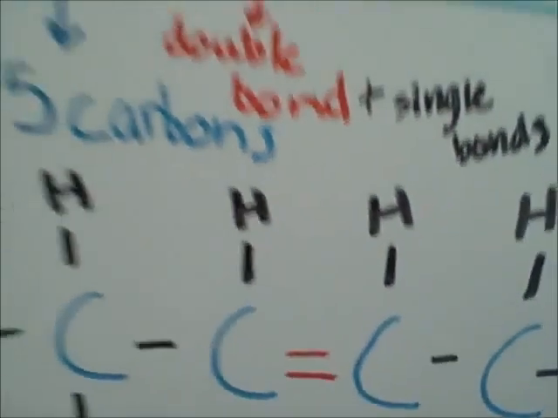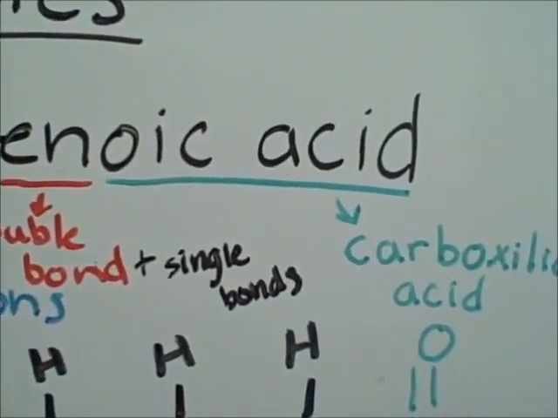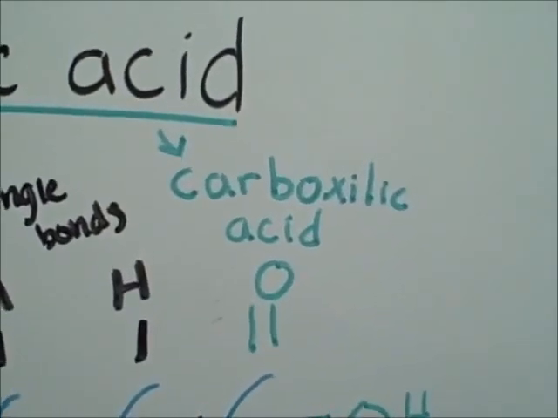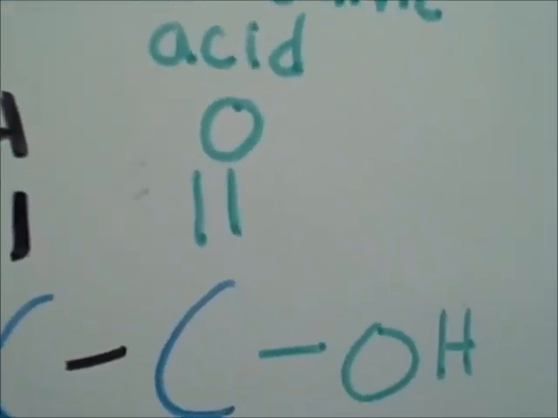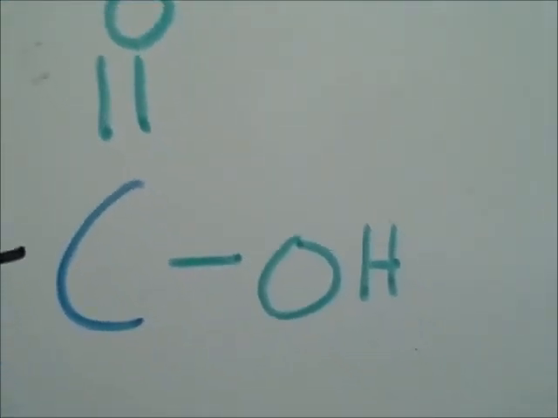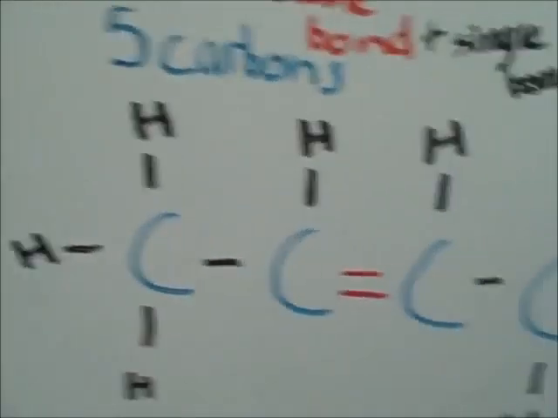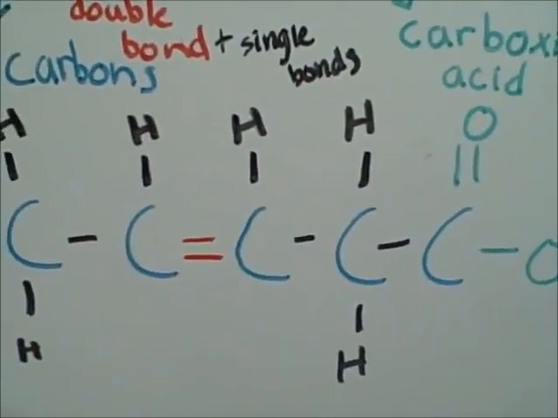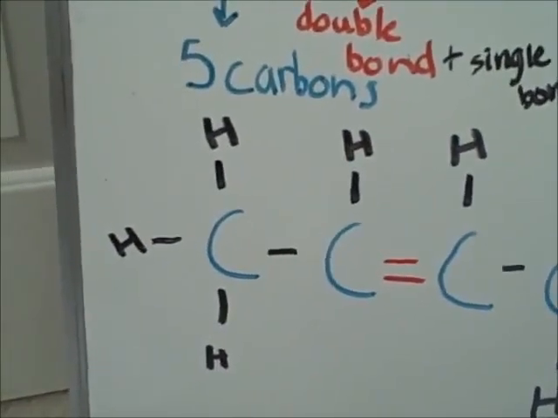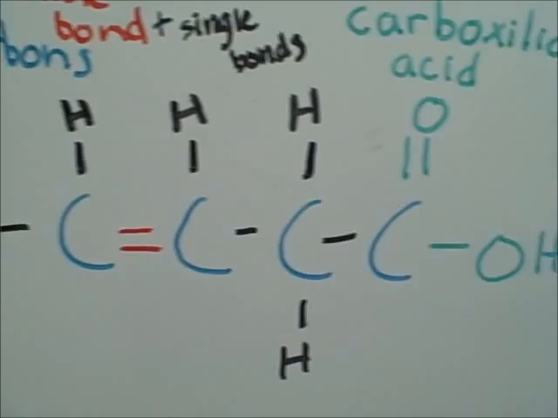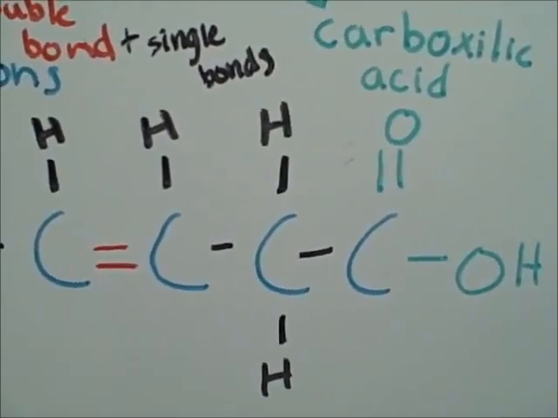There's a double bond. And then oic acid tells you that it's a carboxylic acid, which is where we add an O and an OH to the end of the molecule. All the rest of the bonds in between the carbons are single bonds, and you satisfy the octet rule by adding hydrogen atoms off of all the other carbon atoms.